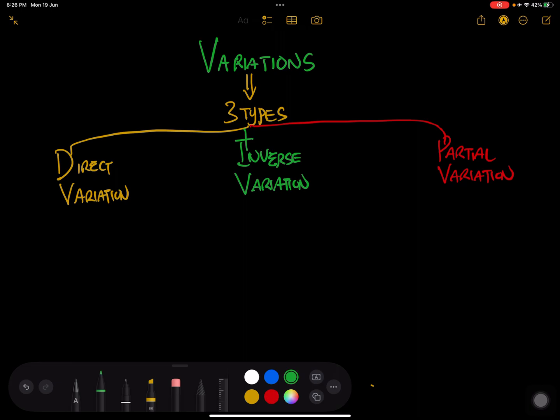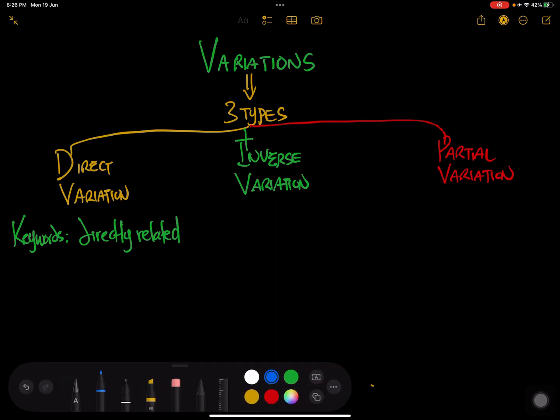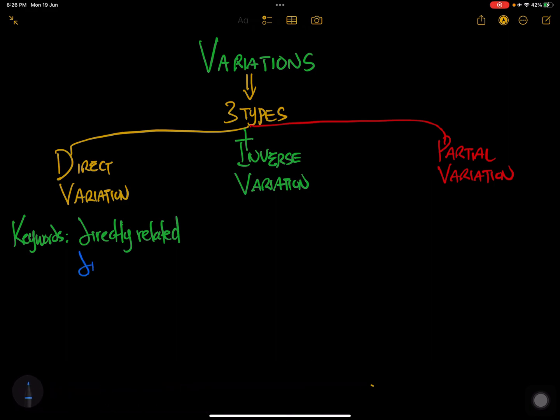what can we say about it? In the math problem, you should be looking out for certain keywords. One of the keywords to identify a direct variation is when you see that something is directly related, or directly proportional. These keywords are more than enough to let you know that you are working with a direct variation problem.